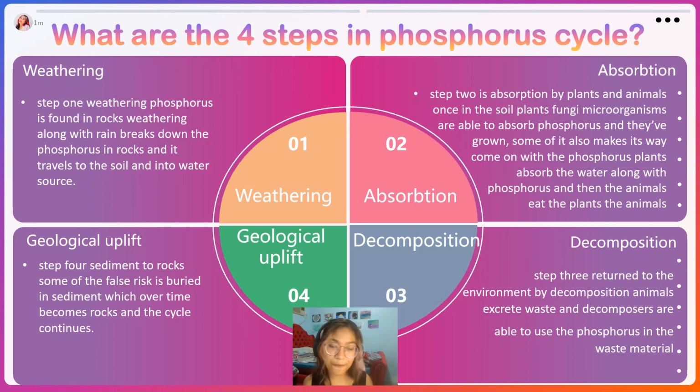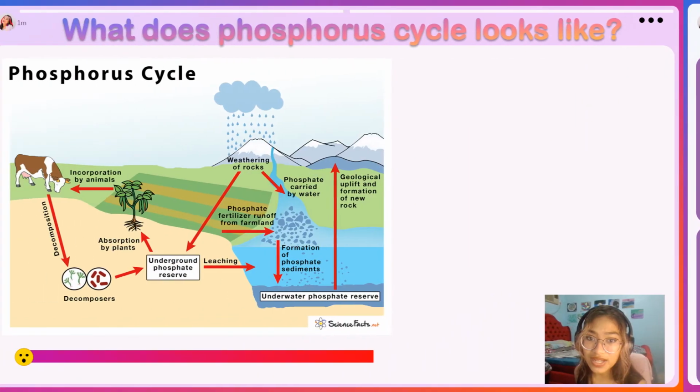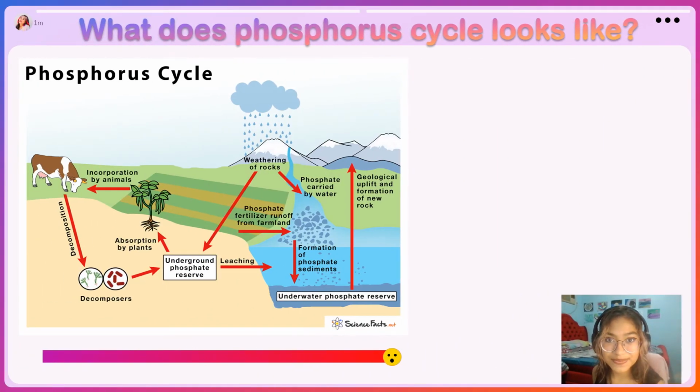And then step 4, sediment to rocks. Some of the phosphorus is buried in sediment, which over time becomes rocks, and the cycle continues.